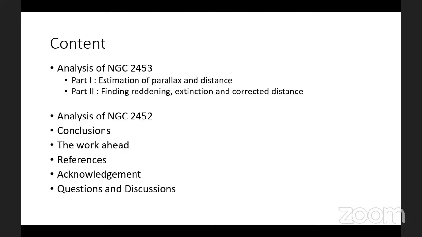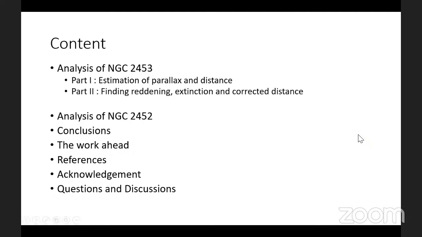The content is as follows. First I go ahead with the analysis of NGC 2453. I have divided it into two parts: estimating the parallax distance and distance modulus, and then reddening, extinction, and corrected distance. Also, I have analyzed parts of NGC 2452, the planetary nebula; I have taken only the central star. Next, the conclusions and the work ahead, references, acknowledgement, and open for discussion.